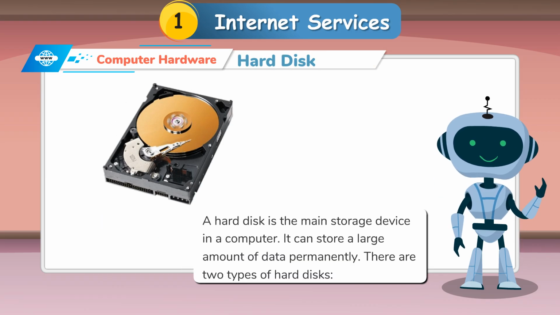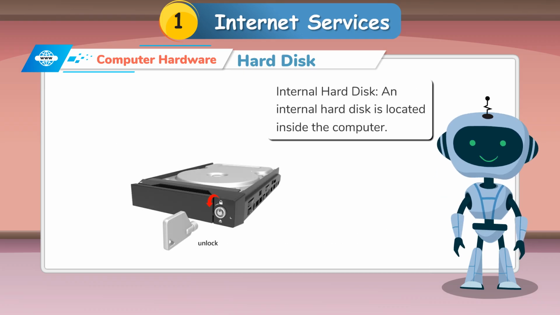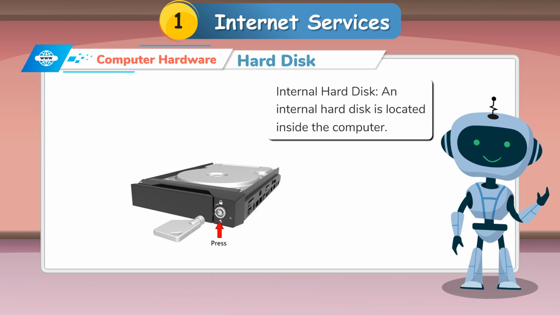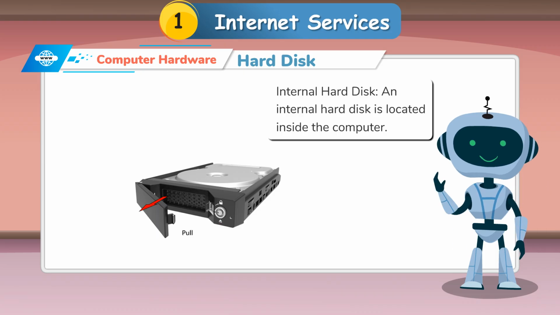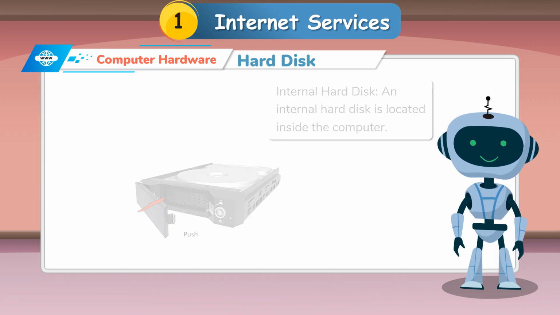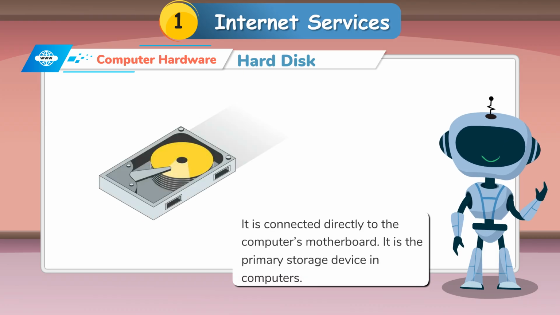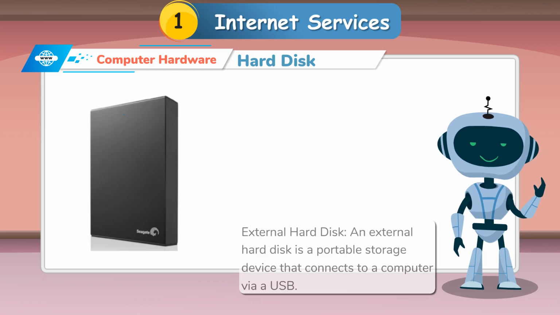Hard disk. A hard disk is the main storage device in a computer. It can store a large amount of data permanently. There are two types of hard disks. Internal hard disk. An internal hard disk is located inside the computer. It is connected directly to the computer's motherboard. It is the primary storage device in computers.